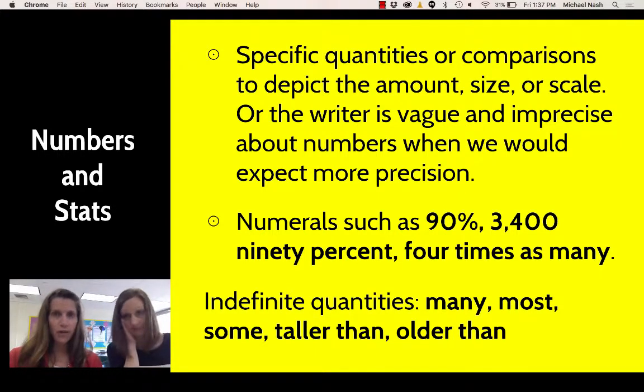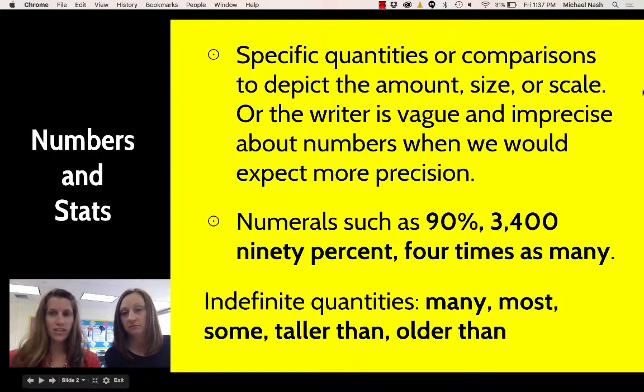Specific quantities or comparisons might give you more information about what you're dealing with in regards to the size of it or the scale of it. But sometimes the writer is also purposefully vague or imprecise about those numbers because they want either to mask the reality or they want it to be thought-provoking.